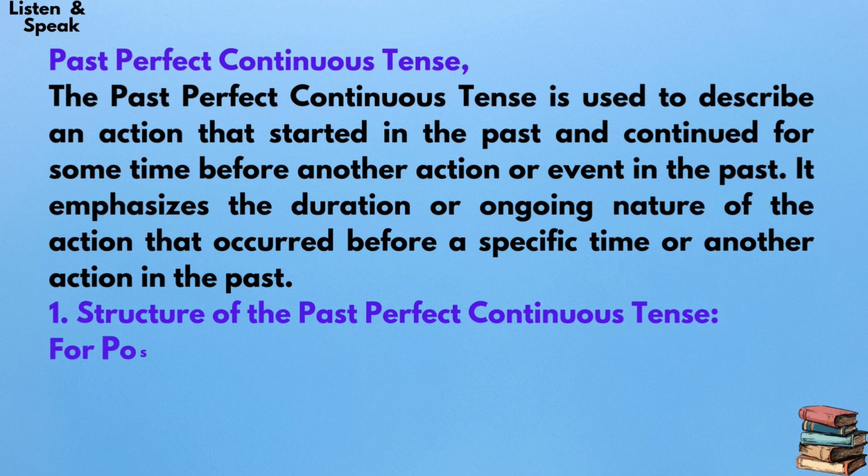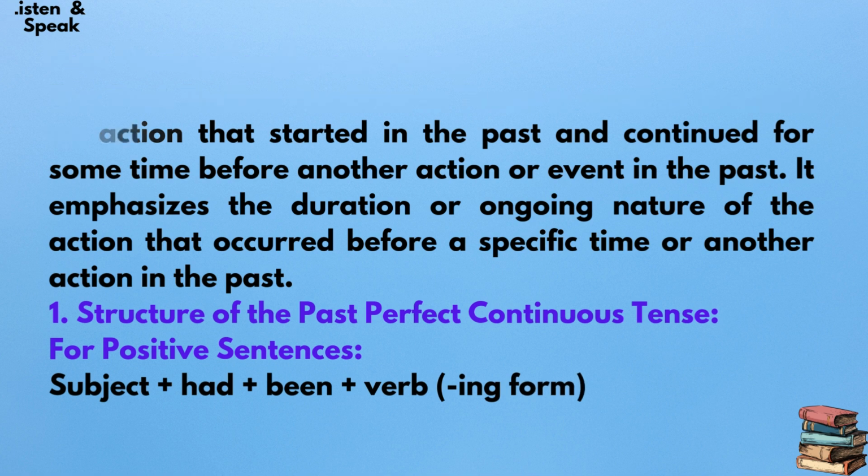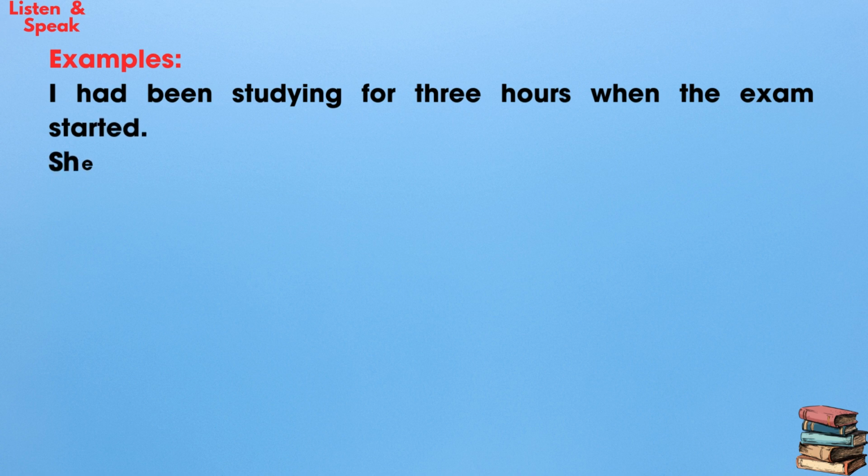1. Structure of the past perfect continuous tense. For positive sentences: subject, had been, verb, ing form. Examples: I had been studying for 3 hours when the exam started.